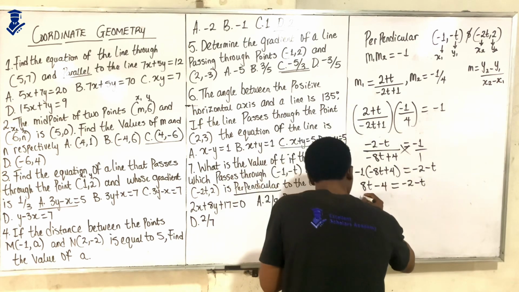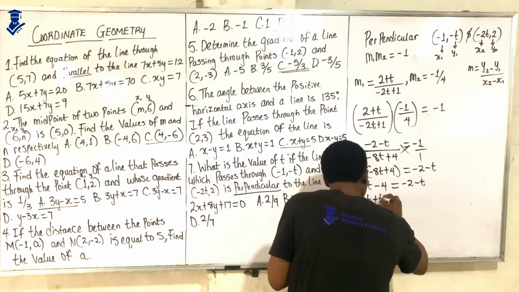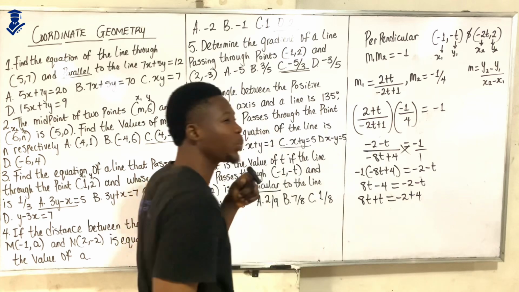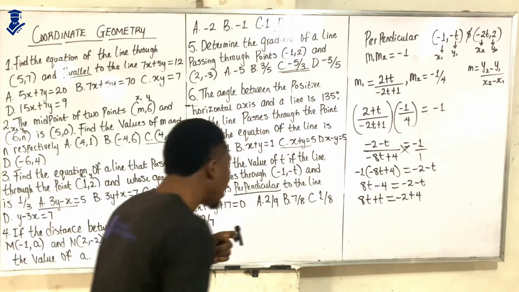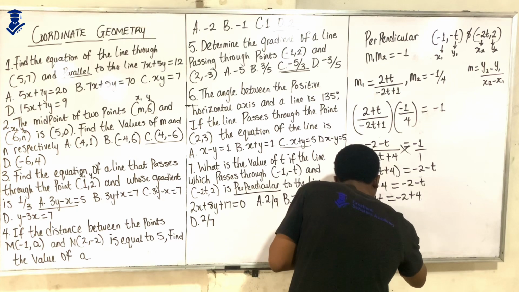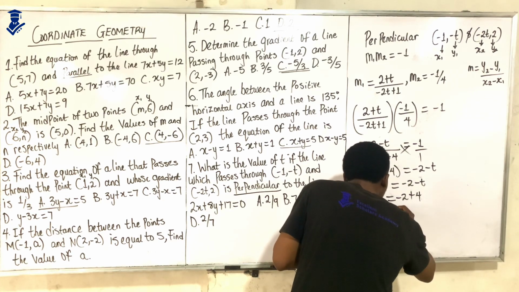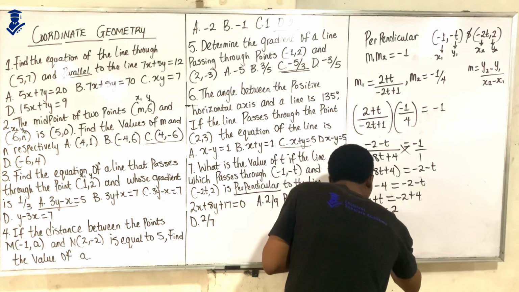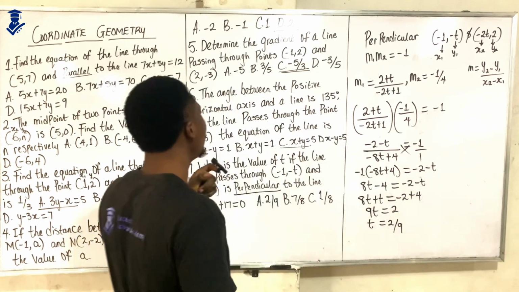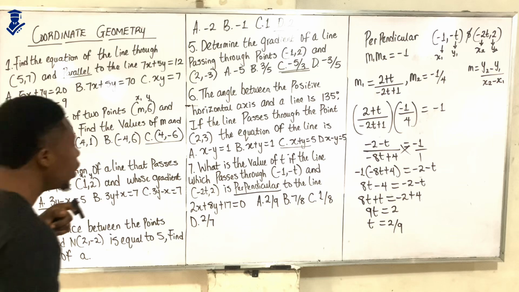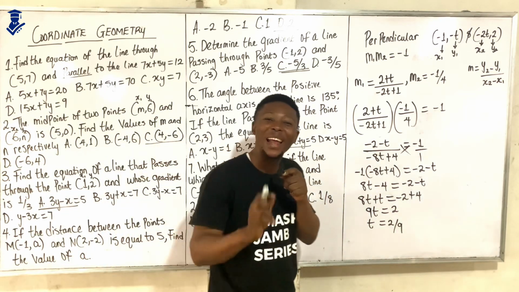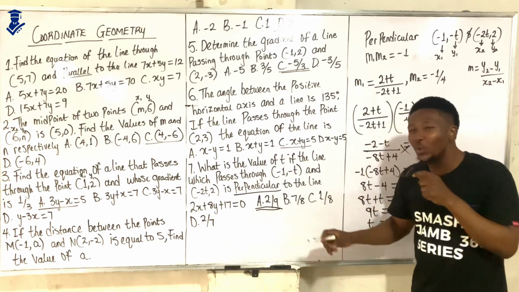Now take minus t to this side, it becomes 8t plus t is equal to minus 2 plus 4. Alright? Now 8t plus t gives us 9t is equal to minus 2 plus 4, which gives us 2. So divide both sides by 9. You have t is equal to 2 over 9, which corresponds with option A. So the value of t here is 2 over 9.